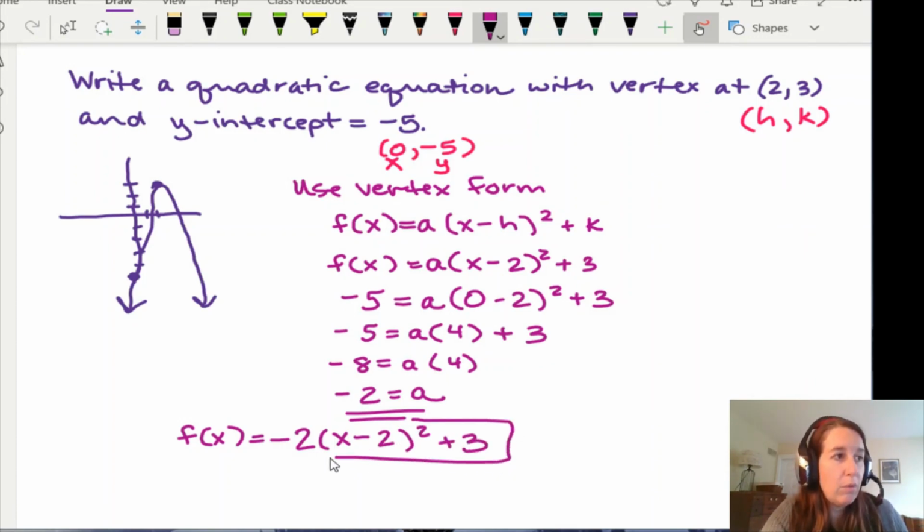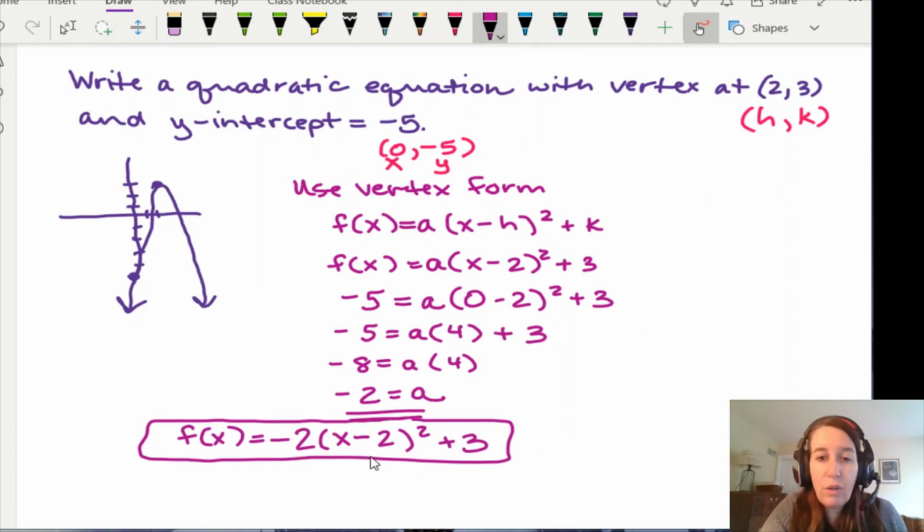Okay, so we have now written an equation for the quadratic. It is totally fine that it's in vertex form. We have the a value, and then we put the x back in the equation and the f of x to make it an equation there.